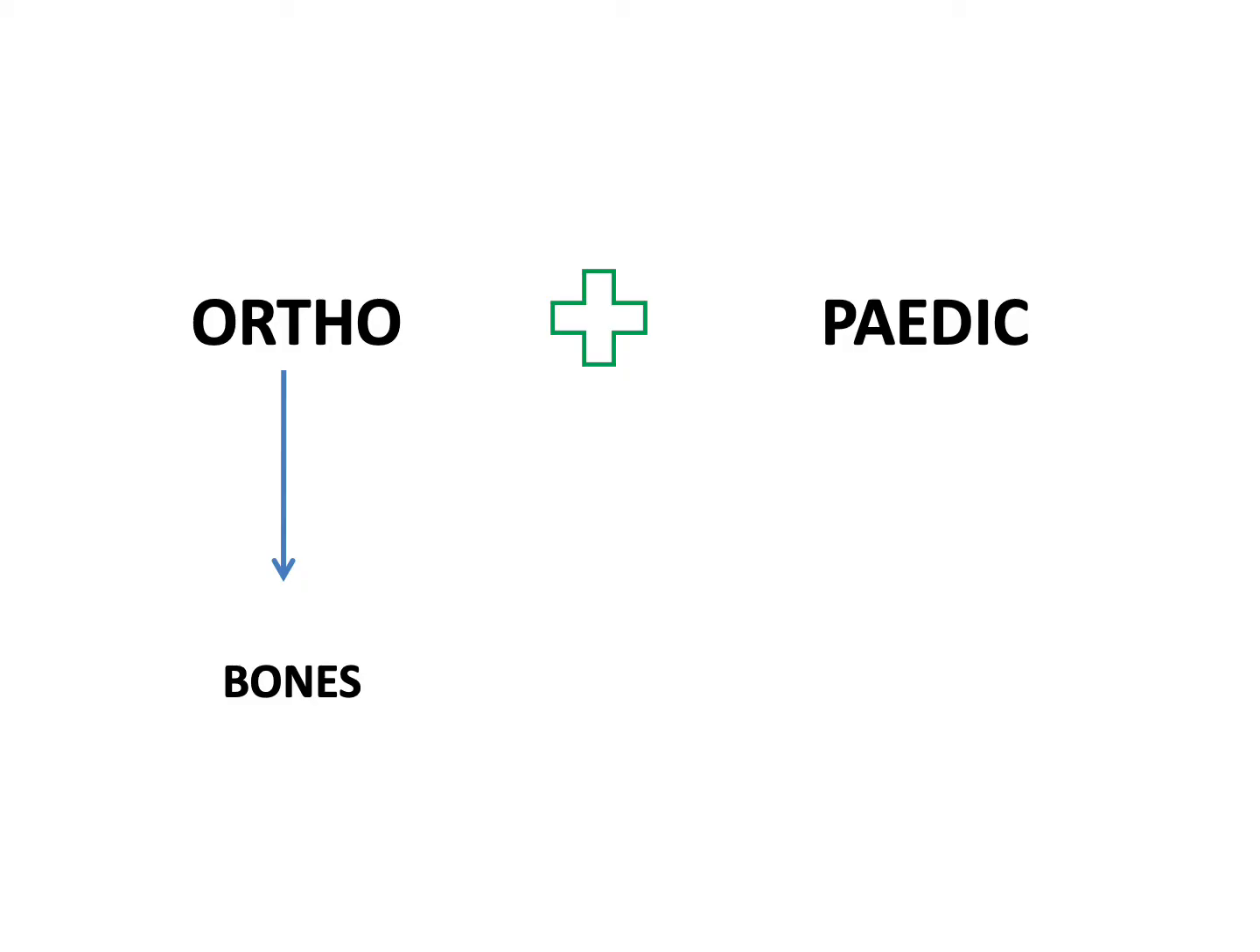Well, let me begin with the term orthopedic. The term ortho means bones. So when you are examining any joint in our musculoskeletal system, it is not only the bones we are examining, but also the soft tissues around the bones, around the joints. So it's the ligaments, the capsules, the meniscus have to be considered while we are examining the knee joint.